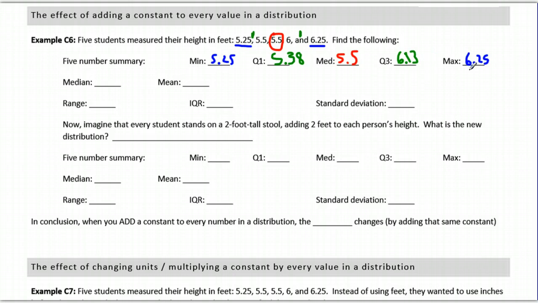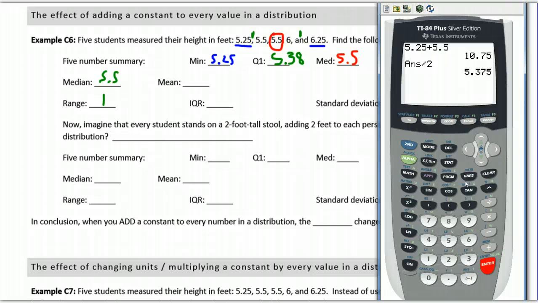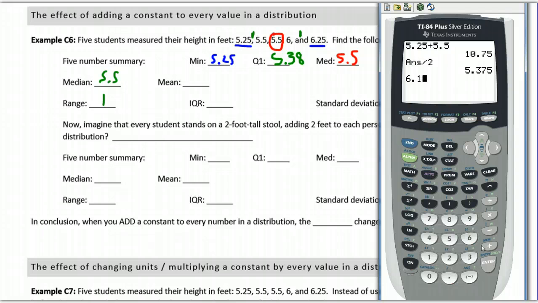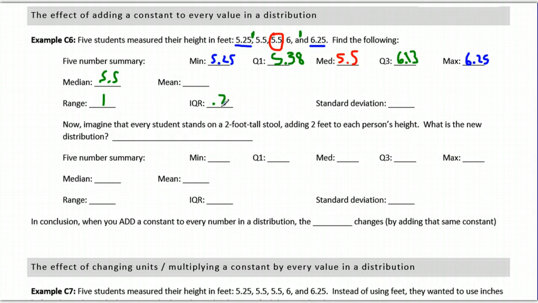So now we have our 5 number summary. Our median is just 5.5. Our range from the highest to the lowest, 6.25 to 5.25, is exactly 1 between those two. The IQR, I'm skipping the mean intentionally, from quartile 3 to quartile 1, if you're unable to do that one in your head, is 6.13 minus 5.38, and it comes out to 0.75. So 0.75 is the IQR.